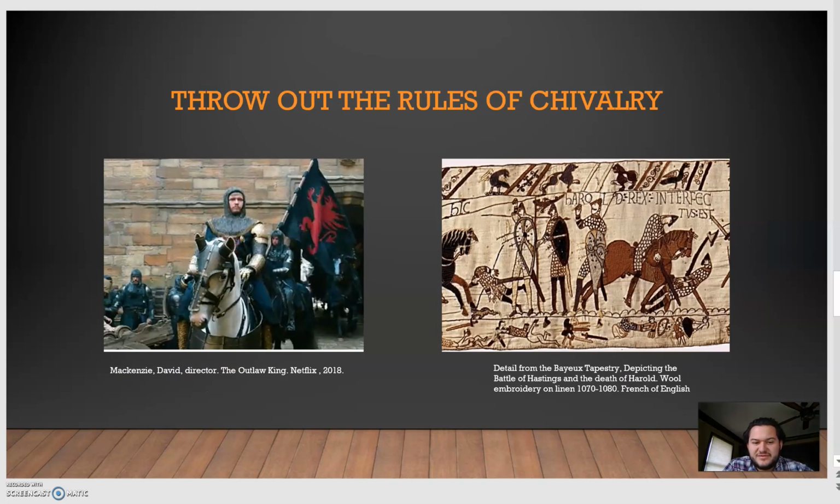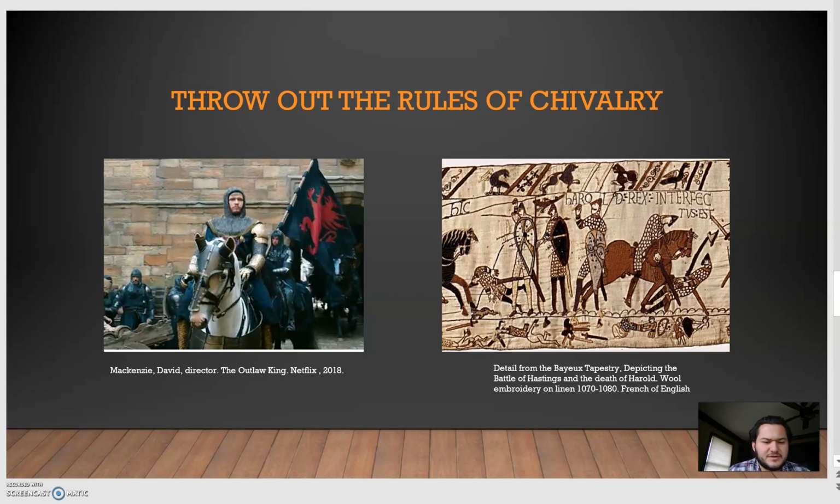The next major piece of imagery that the director uses and casts King Edward in a negative light is the dragon banner. So King Edward II comes to his father, King Edward I, and suggests that he should raise the dragon banner to fight Robert the Bruce. And what this means is that when they raise the dragon banner, they no longer have to abide by the rules of chivalry.